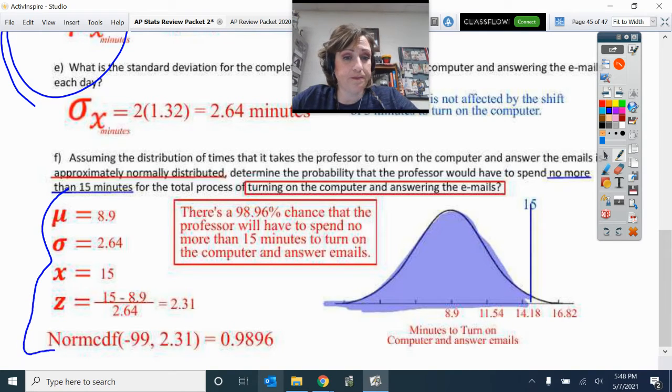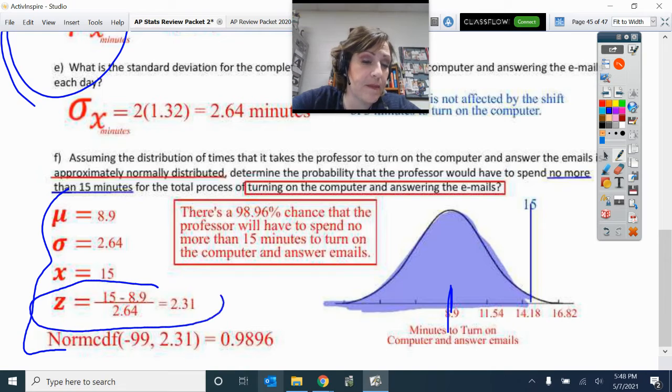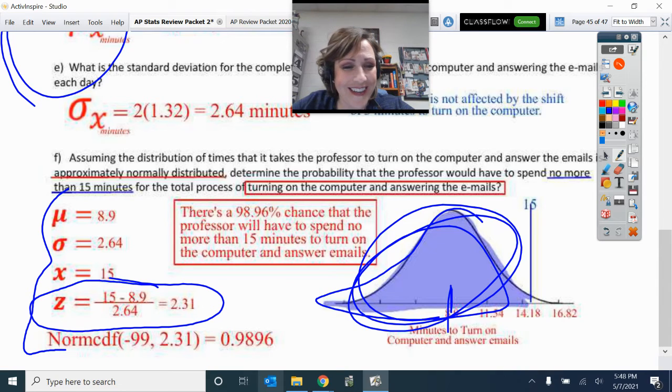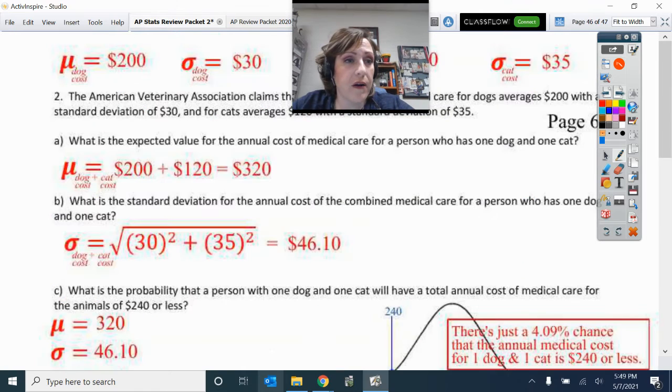So that's what I have here. And so there's the mean, 8.9, with the standard deviation. So I did a z-score, 15 minus the mean over the standard deviation. And then I did a normalcdf to get this area down here. Okay, so 98.96% chance that the professor will have to spend no more than 15 minutes turning on the computer and answering the emails.